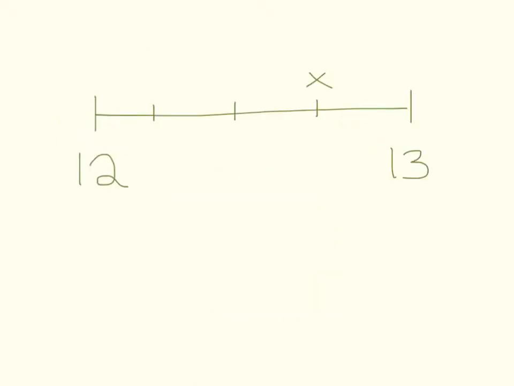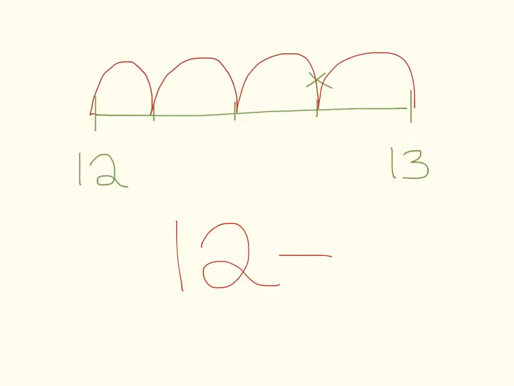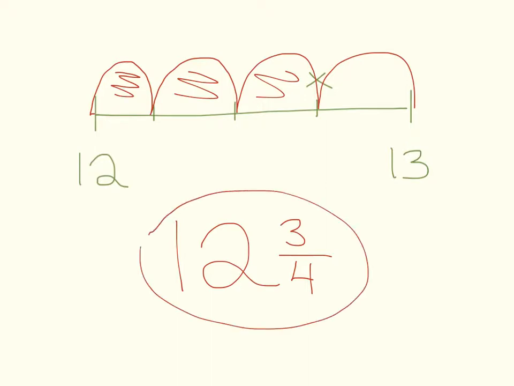Let's try another one here. So this one is going to be 12 and a little bit more. And so let's count the spaces. 1, 2, 3, 4. So it's out of 4, and the x is 1, 2, 3 over. We have 12 and 3/4. It's between 12 and 13, a little bit closer to the 13. We've got 12 and 3/4.